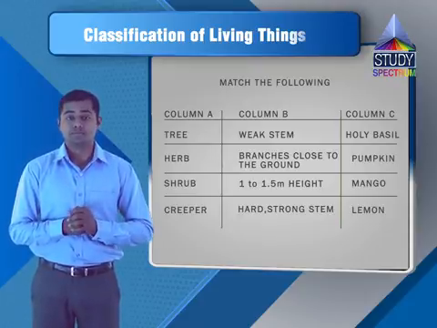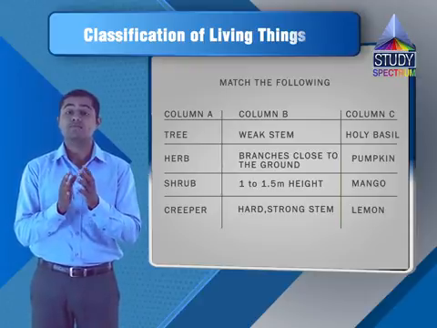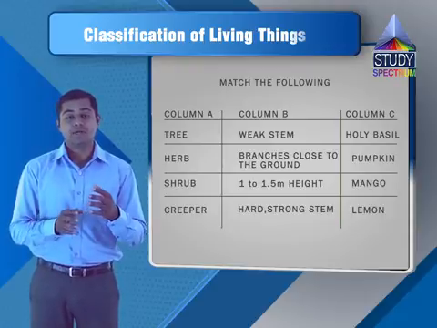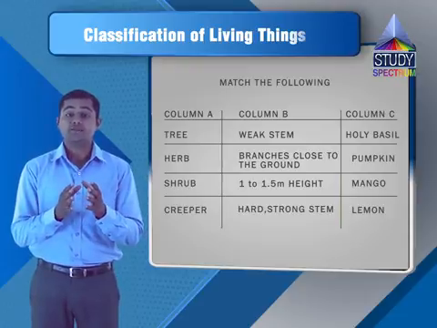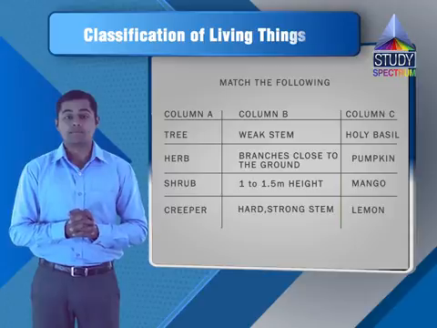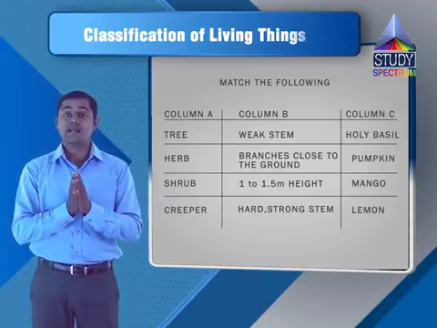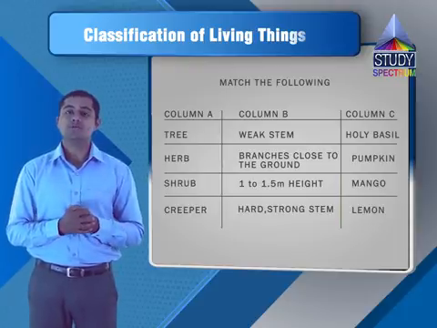Second, herb. Herb is a plant which grows 1 to 1.5 meter height. Holy basil is a herb. C. Shrub. Shrub has got branches close to the ground. Lemon is a shrub. D. Creeper. Creeper has got a weak stem. Pumpkin is a creeper. Let's go to the next question.